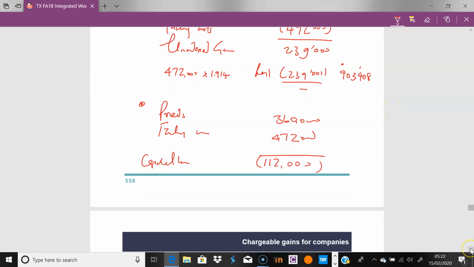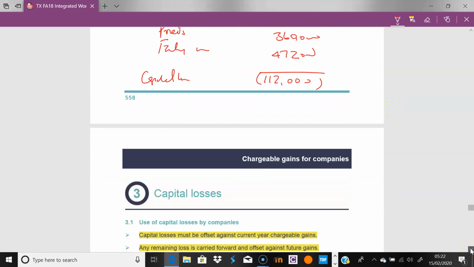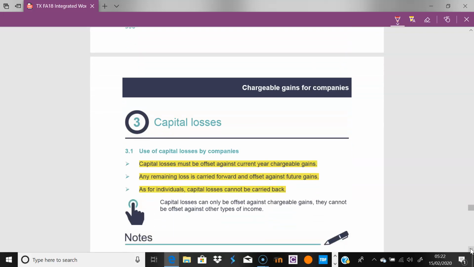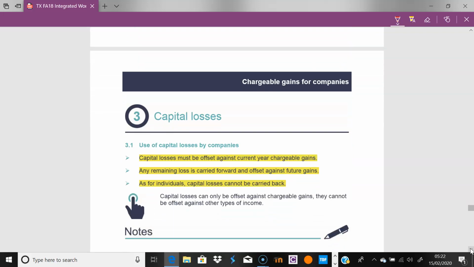So moving on very quickly, capital losses again. You saw this even with individuals. How do we use capital losses? Well, as companies, we can't use capital losses against our total profits in our year. What we can do is look for any current year chargeable gains, and anything that's remaining, we carry forward and offset against future gains.